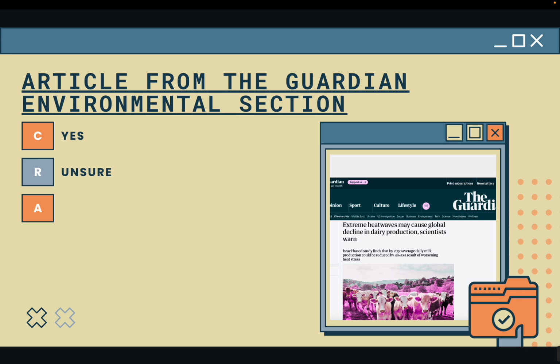The next is authority. Who wrote it? The author credentials on this are a student who writes for The Guardian. Because of that, even though a student from The Guardian is a good author, they are not an expert in the field. Next, accuracy. Is it factual? There are no citations from this article, and because there are no citations from this article, it is not factual.